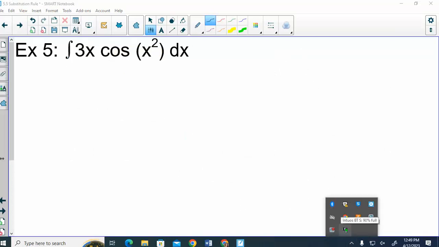When you go to do the antiderivative, you cannot have some x's and some u's. Everything has to be in terms of one variable. So if you've done your substitution and you're looking at your integral and you still have a dx or an x in there, you have a problem.